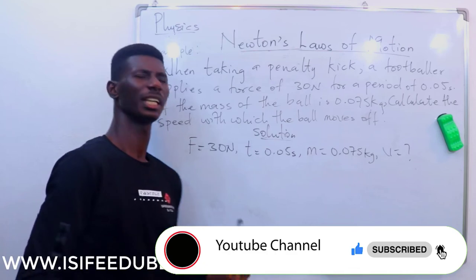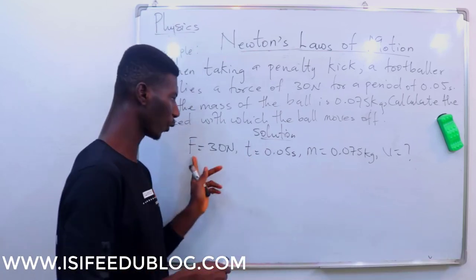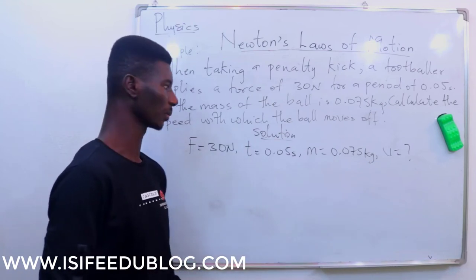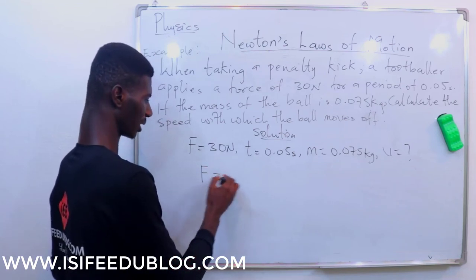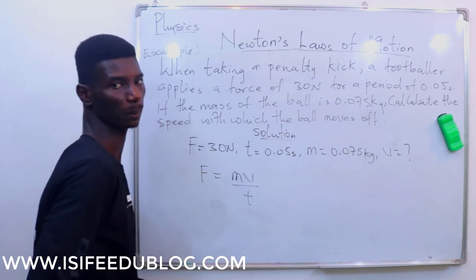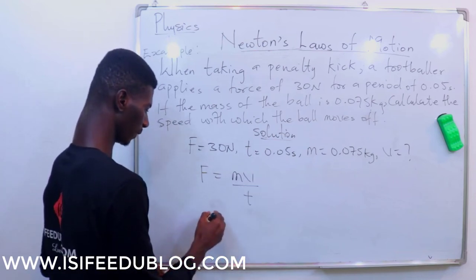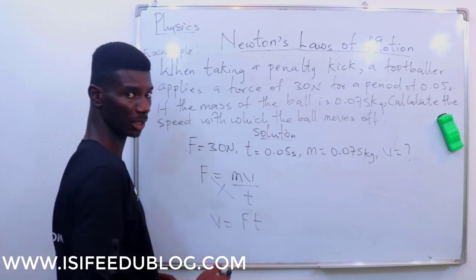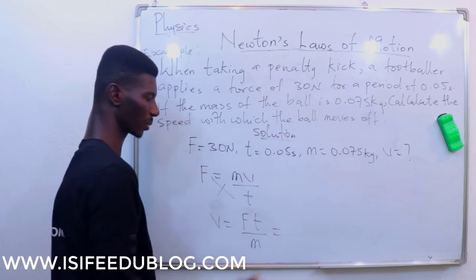So I should tell you, which formula in physics involves time, force, mass, and velocity? That is Newton's second law of motion. So what you are going to say, the law says that F is equal to mv divided by t. And we are looking for v, so v is simply Ft. If you cross multiply, make v the subject of the formula, divided by M. Simple substitution.